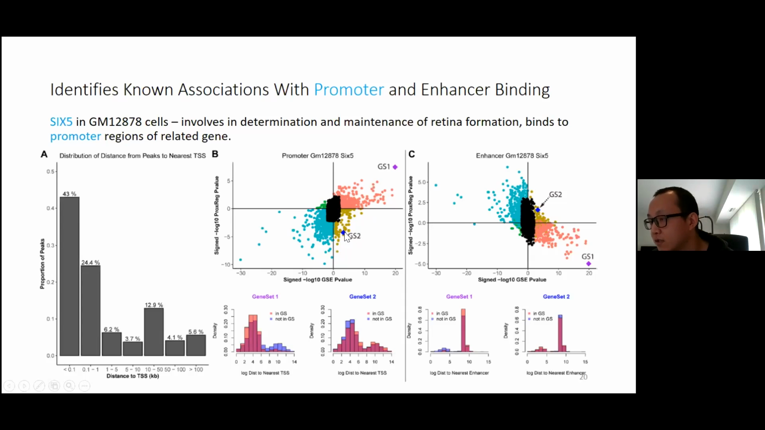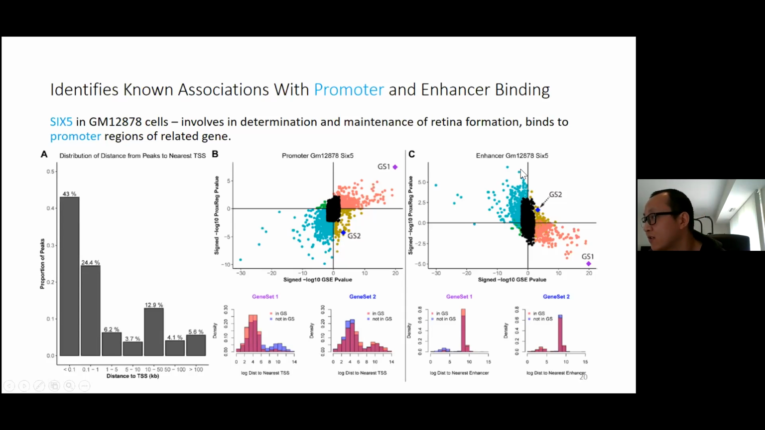In detail, we selected two gene sets from those figures, gene set 1 and gene set 2. This graph is the distance to the nearest TSS. In gene set 1, we can see a clear peak here, which is close to the TSS. In gene set 2, we can see a peak far away from the TSS, but clearly the big peak is here. It is also near the TSS.